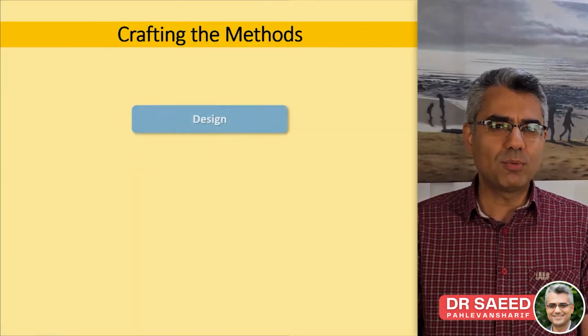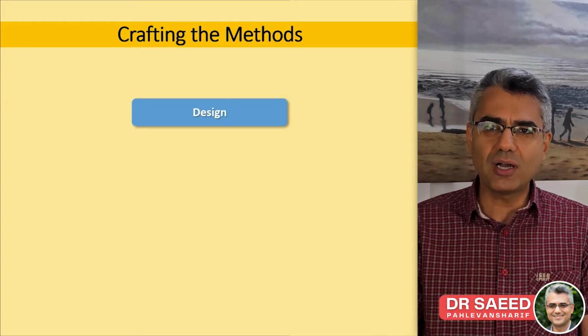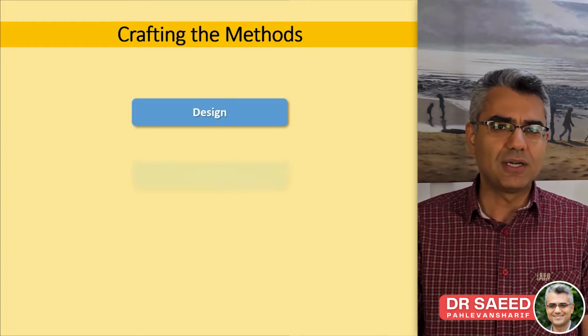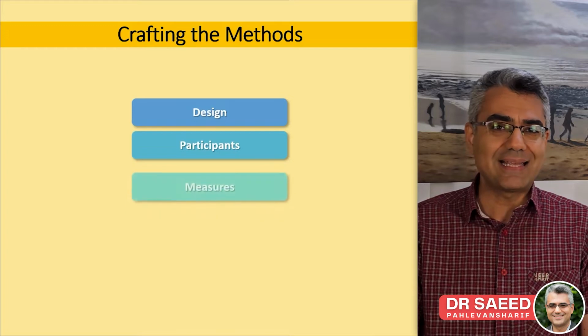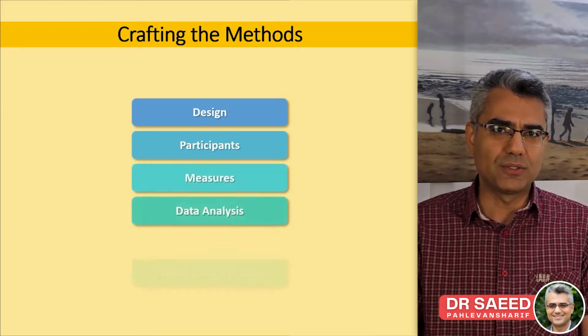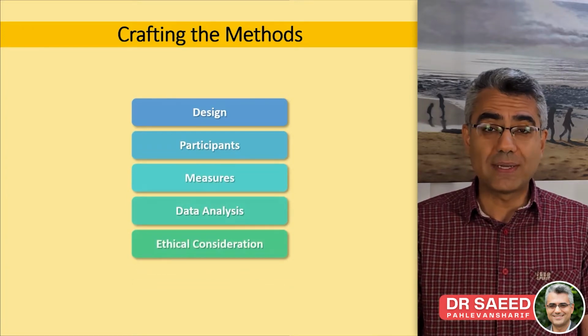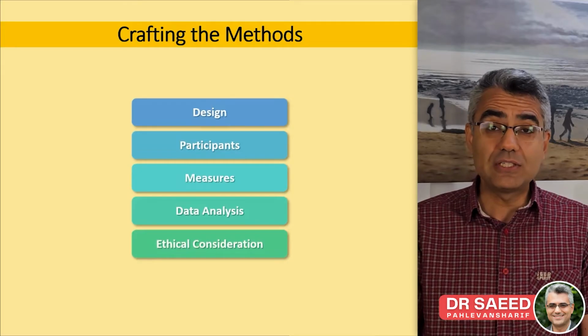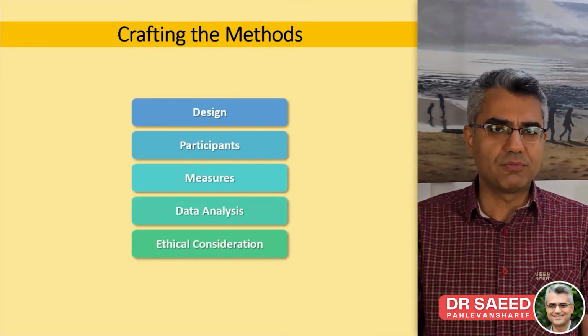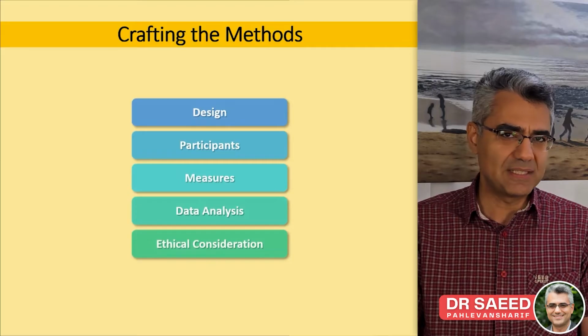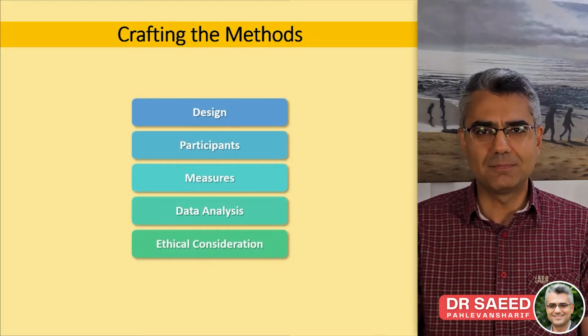The complete form of the method section consists of 5 subsections including design, participants, measures, data analysis, and ethical consideration. Depending on the journal's formatting guidelines, you may break down each subsection or combine some of them. However, the content remains the same. Let's review them in detail.